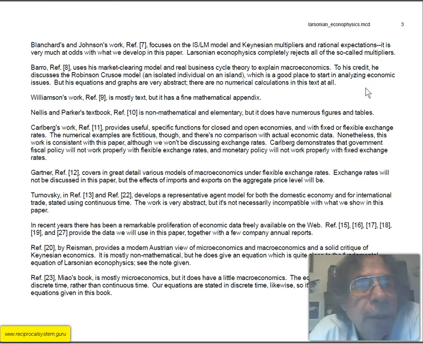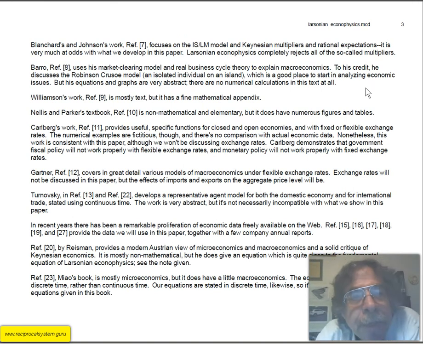Okay, continuing with the references here. Blanchard's and Johnson's work, reference 7, focuses on the IS/LM model and Keynesian multipliers, which, by the way, are silly, and rational expectations. It is very much at odds with what we develop in this paper. Larsonian Econophysics completely rejects all the so-called multipliers.